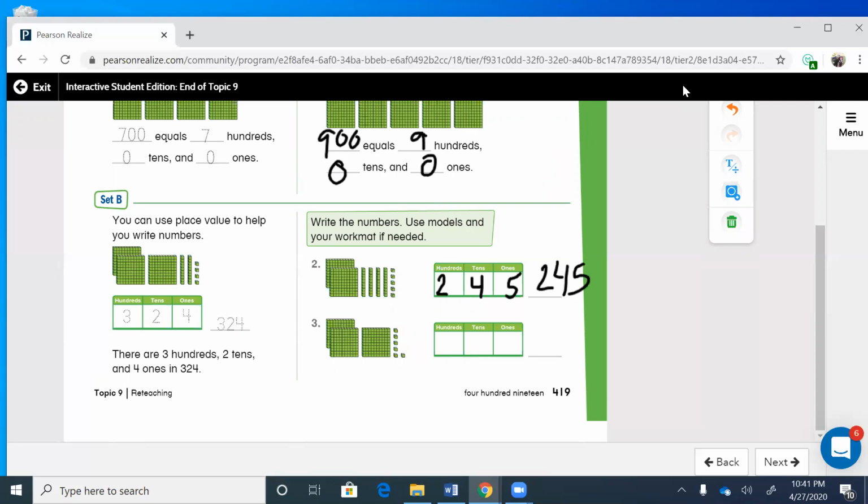Let's go to number 3. Start with the hundreds. Let's count. 1, 2, 3. Go to the tens. There's no tens. Oh no, what do I do? We have to put a 0 when that happens because the hundreds is there. So 0, and then count the ones. 1, 2, 3, 4, 5, 6. Then you just rewrite the number in standard form, 306.